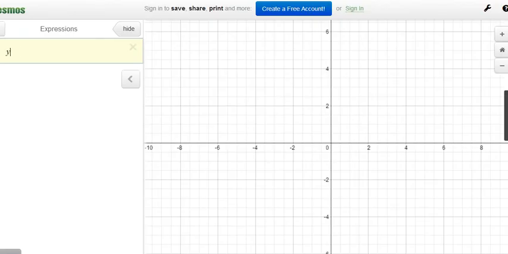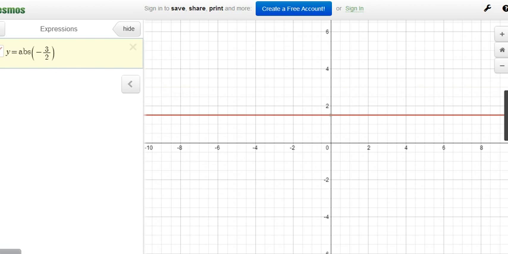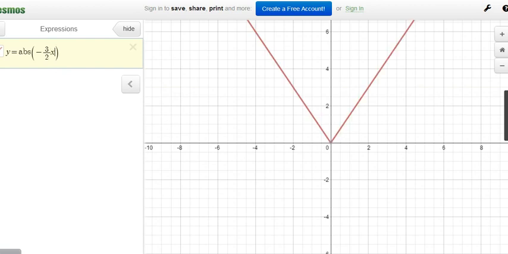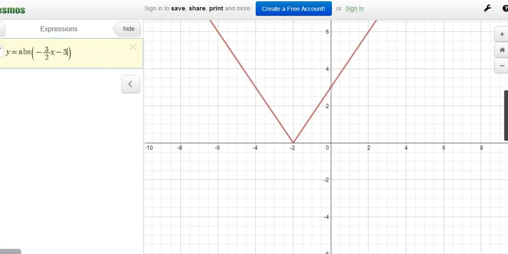Okay, what are we doing? Y equals the absolute value of negative 3/2 x minus 3. Okay, there we go. So, looks reasonable.